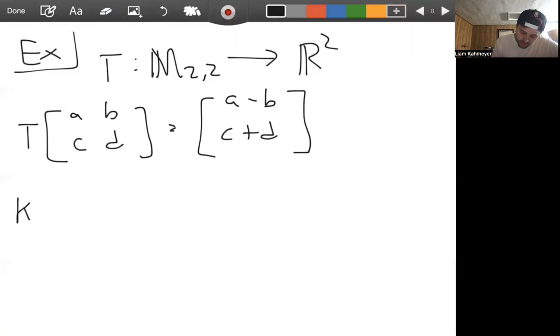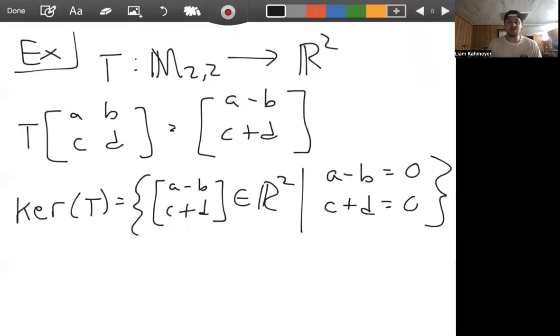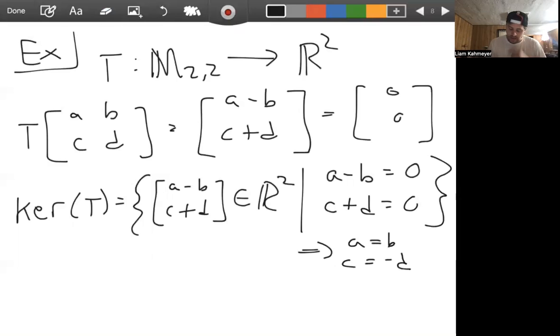What is the kernel? The kernel of T is going to be the set of all vectors (A minus B, C plus D) in R2, such that A minus B is equal to 0 and C plus D is equal to 0, right? Because if it's in the kernel, that means it maps to 0. And if it maps to 0, that means this should be equal to (0, 0). And if that's equal to (0, 0), we should necessarily have that A minus B is equal to 0, and then C plus D is equal to 0. So this means, in particular, that A equals B and C equals negative D.